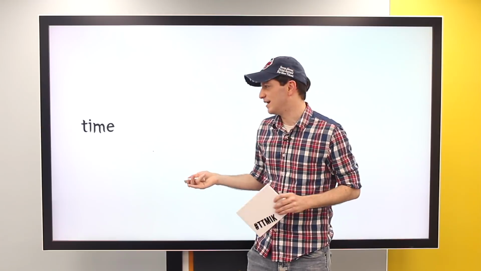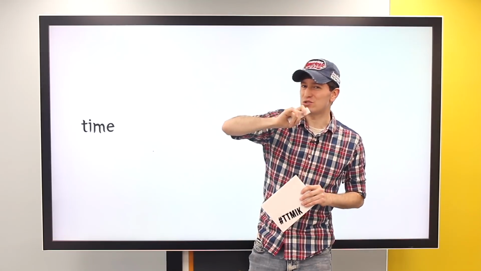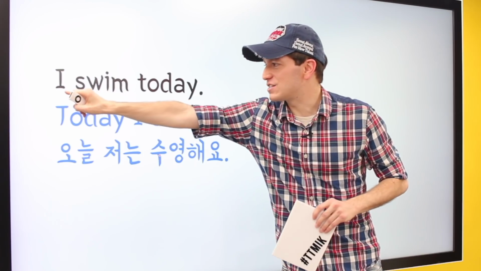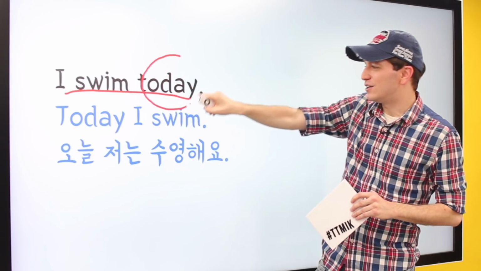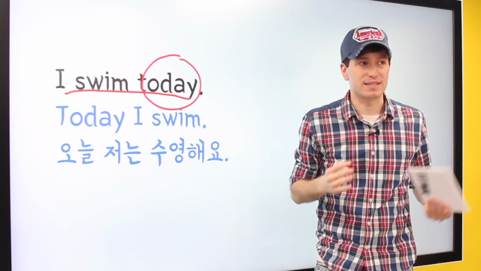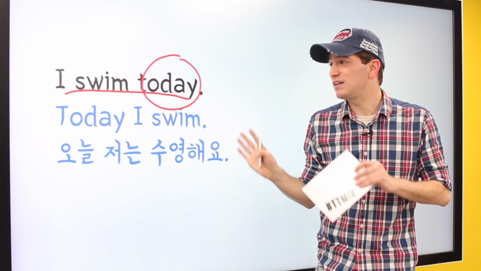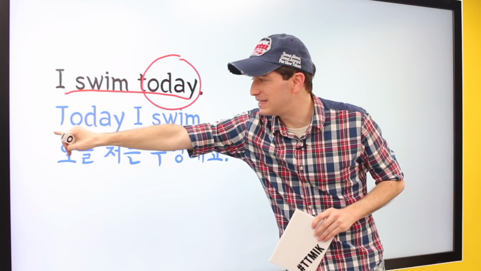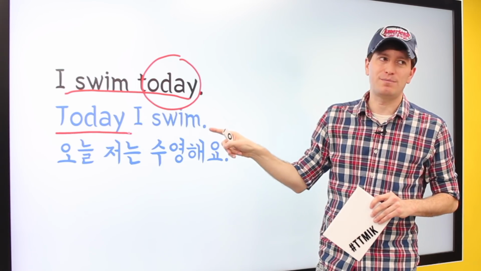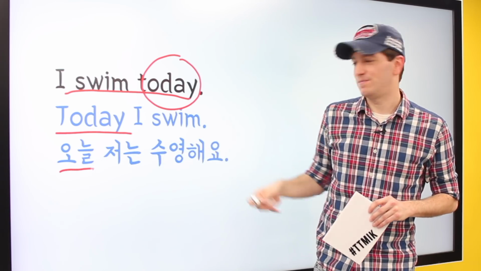Time is a bit different. In Korean, the time will come always at the very start or toward the start of a sentence. So if you have something like, I swim today in English, notice how today will typically come toward the end or can kind of go wherever it wants in the sentence. In English, you could say, today I swim or I swim today. But in Korean, typically the time that you do something will come at the beginning or toward the very beginning of a sentence. So today I swim in Korean, which would be 오늘 저는 수영해요.